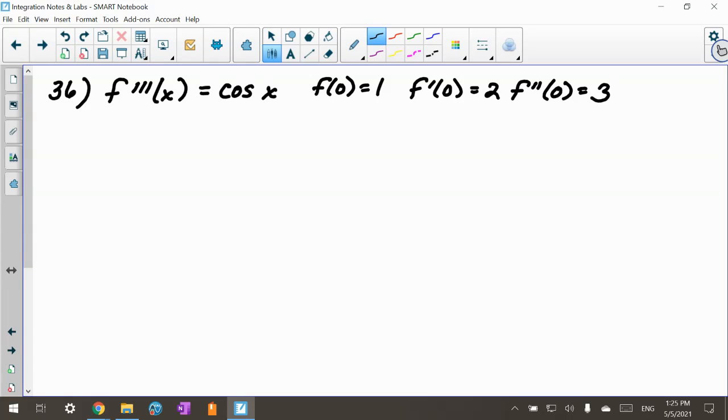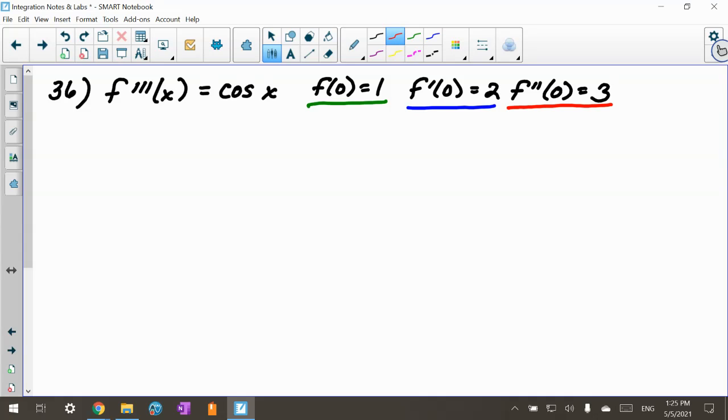So this one's cool because I have f triple prime of x is cosine. So that's our third derivative. We're going to start with f double prime, and they gave us information for that. Then we're going to go back and find f prime. I'm going to make that one blue, and then we'll do green. So let's start with red.